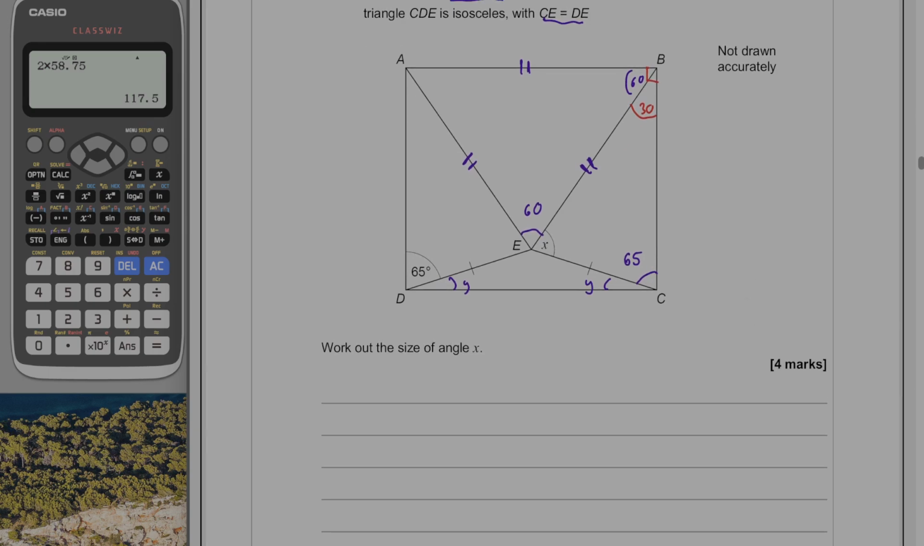And then we can work out X by saying it's going to be 180. So let me just rewrite that. I'm going to say that X is going to be equal to 180 minus those two known angles, so 65 plus 30. So that's going to be 180 minus 95, which is going to be 85.